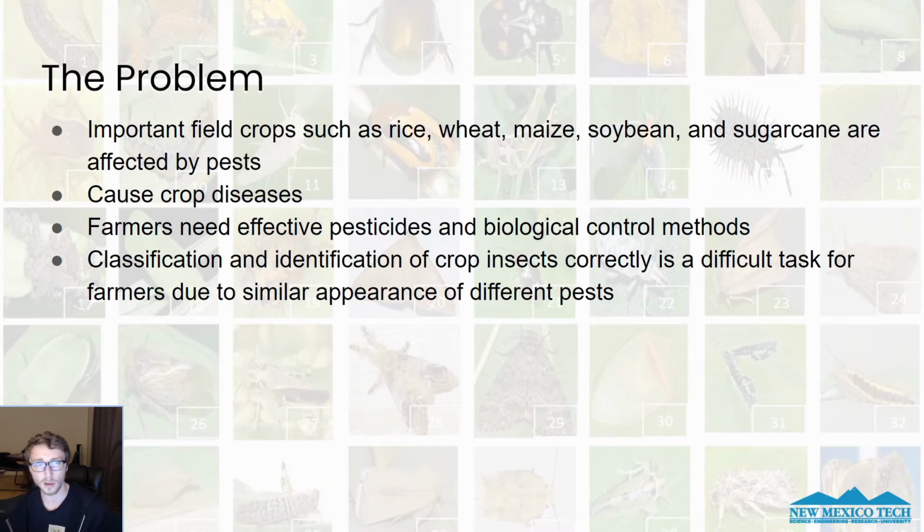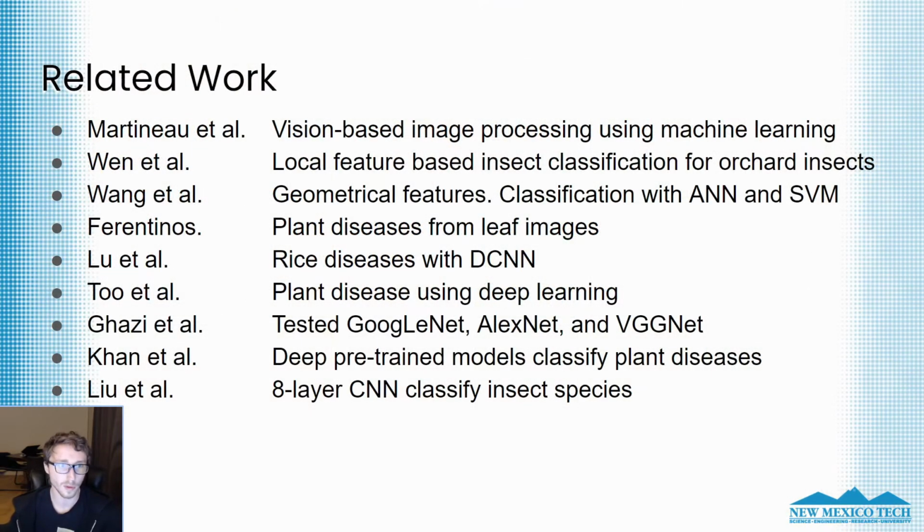Now, the issue is that a lot of these pests look very similar to other pests or very similar to native species, which aren't going to be harming the plants. So, farmers need to be effective with their classification and identification of the crop insects, and this is an extremely difficult task. So, there have been a number of solutions and related works that the authors have talked about.